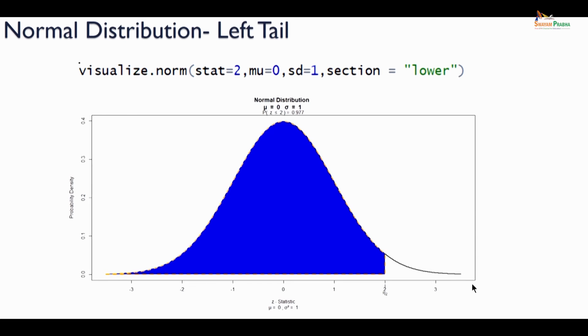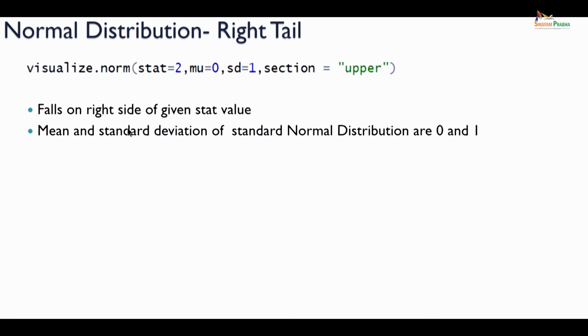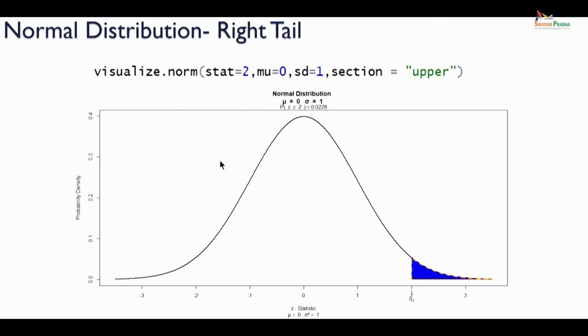On the x axis here you have the z statistic, and on the y axis here you have the probability density. So, the area under the curve is 1, and the area up to a stat value of 2 is equal to 0.977. Now let us look at the right tail normal distribution. Instead of section is equal to lower, I am going to give section is equal to upper here. Now, this will give you a normal distribution that will fall to the right of the stat value.